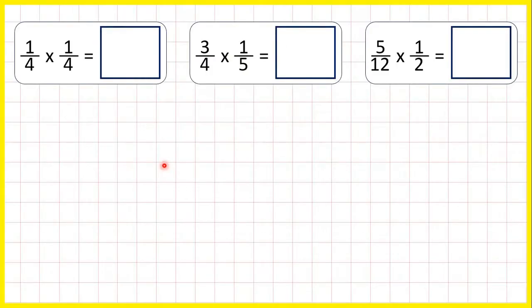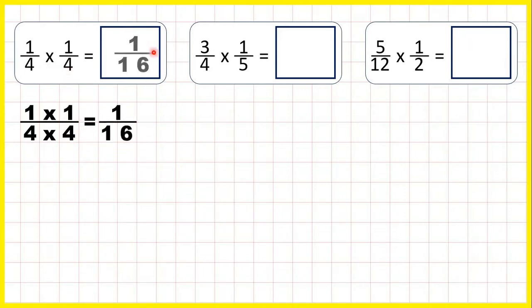Now we're multiplying fractions, and the steps here are really simple. We just multiply the numerators to get our numerator, multiply the denominators to get our denominator, and we have our answer. So for 1/4 times 1/4, if we multiply the numerators together, 1 times 1 is 1, multiply the denominators together, 4 times 4 is 16, so 1/16 is our answer.